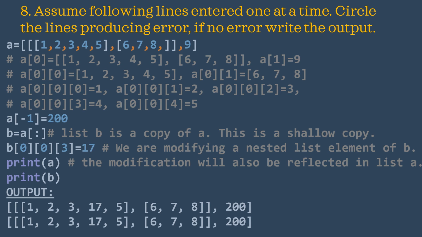But if you modify the last index value, that means A of -1 or B of -1, you assign some other value, then you can see that the change will not be reflected in the other list. You can just try it out by yourself and see the changes.